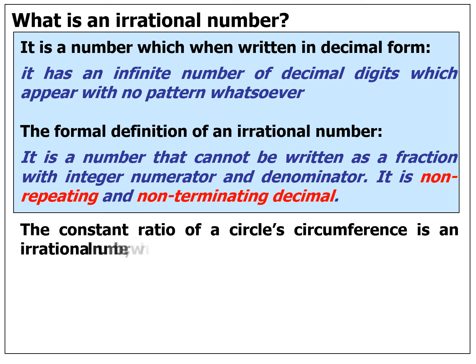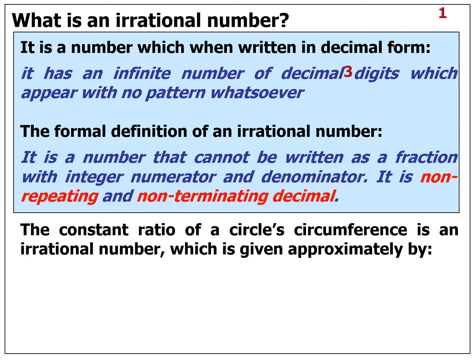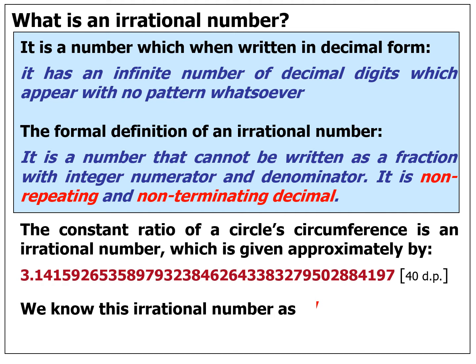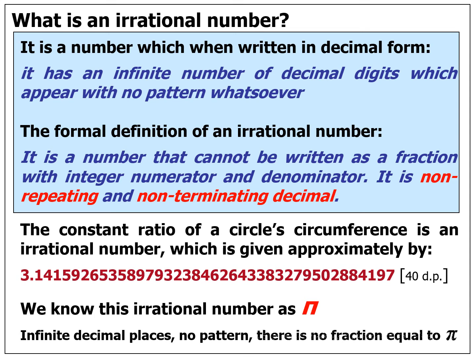So the constant ratio of a circle's circumference to its diameter is an irrational number, which is given approximately by 3.14159 and so on and so forth. We know this irrational number as pi. It has infinite decimal places, no pattern. There is no fraction equal to pi, so therefore pi is an irrational number.